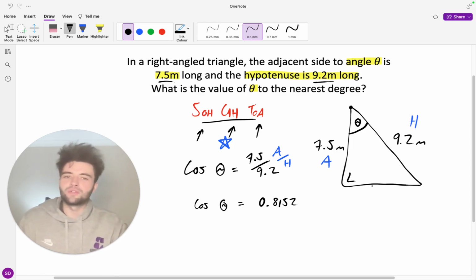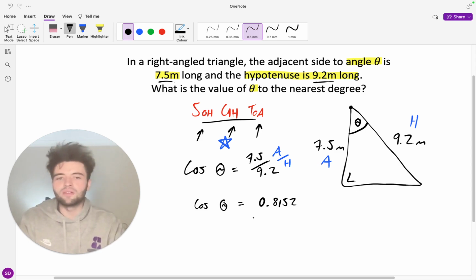You don't have to simplify that straight away if you don't want to. You can leave it as a fraction. That's perfectly fine. I just think it's easier to simplify it before our next step, because the next step is going to take a little bit more thinking than it would otherwise with some of these. But basically now we need to get theta on its own.